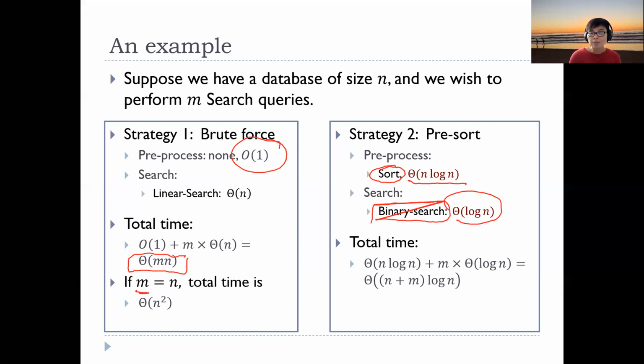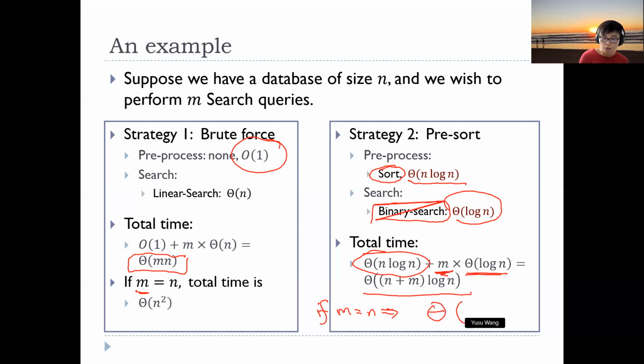Now what is the total time? Well, I first have to do preprocessing, which is now n log n. Then I have m search problems to perform, and each one takes log n time, so that's m log n. The total time is n log n plus m log n. So again, in the case where m equals n, the total time is big theta of n log n plus n log n, which is 2n log n, which is still order of n log n.